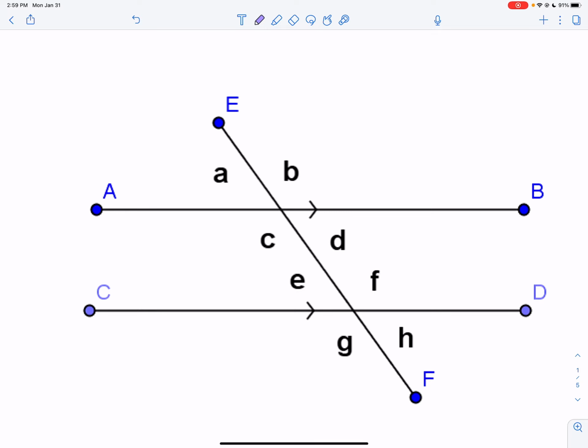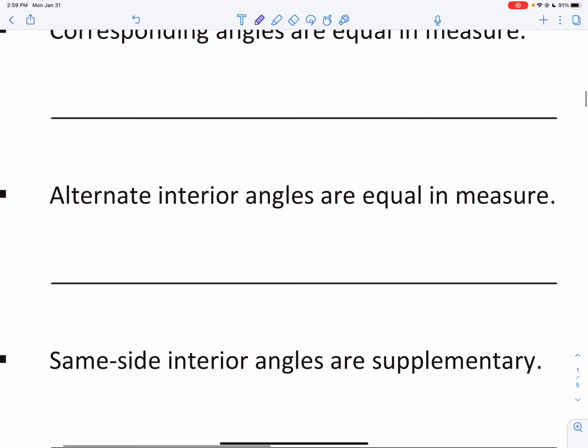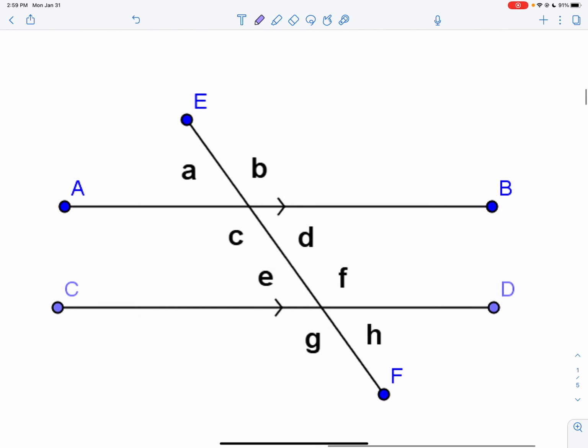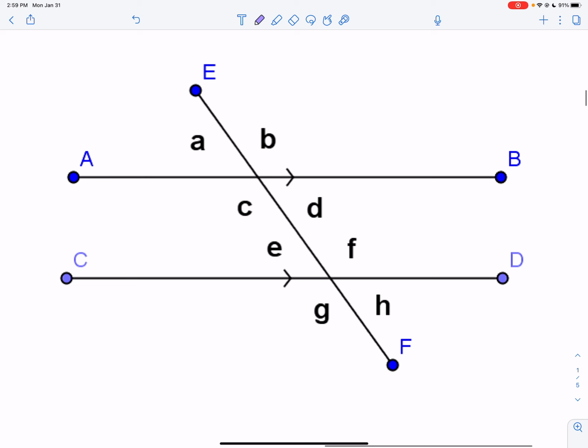All right, well, let's look at this other one that talks about alternate interior angles are equal in measure. So what we mean by that, don't let the words get super confusing. Break them apart. When we talk about interior angles, we're talking about the angles that are on the inside, the interior, the inside of the parallel lines. These 4 angles right here are the interior angles.